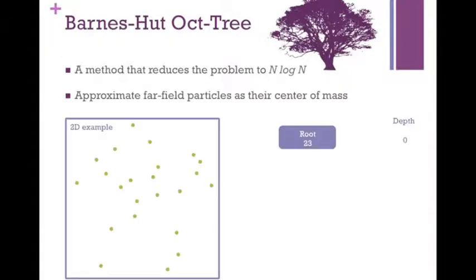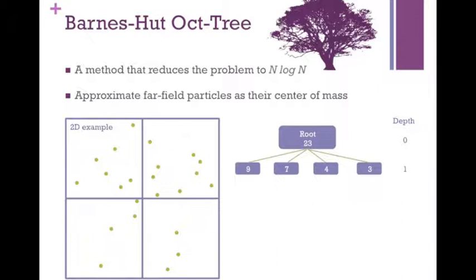Let's look at a 2D example. So we have this box with 23 particles in it. The root of the tree represents the entire box. The first level of the tree corresponds to dividing the box into 4 quadrants, represented on the right by 4 branches. In 3 dimensions, you would instead have octants, hence the name Oct-Tree. Each quadrant has multiple particles, so we can keep building the tree.